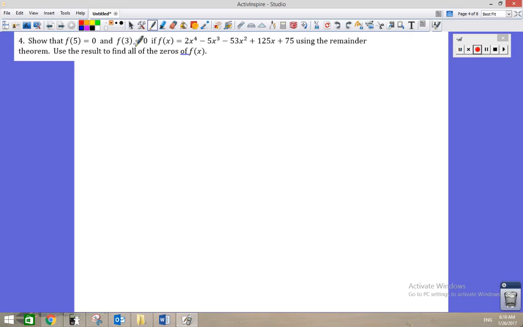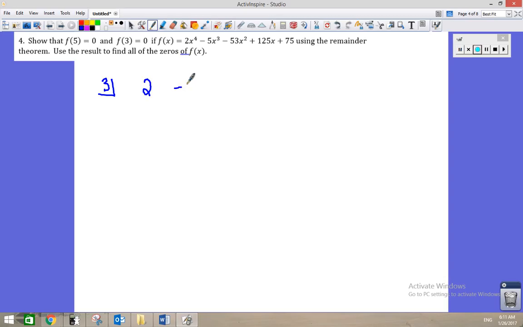It doesn't matter which one I start with, whether I start with 5 or 3. I'll start with 3 just to be different, to do my synthetic division. Let's look and see if this has any greatest common factors. No, there's no number that divides all of these. And is it in standard form? 4, 3, 2, 1, 0. Yes, it's in standard form.